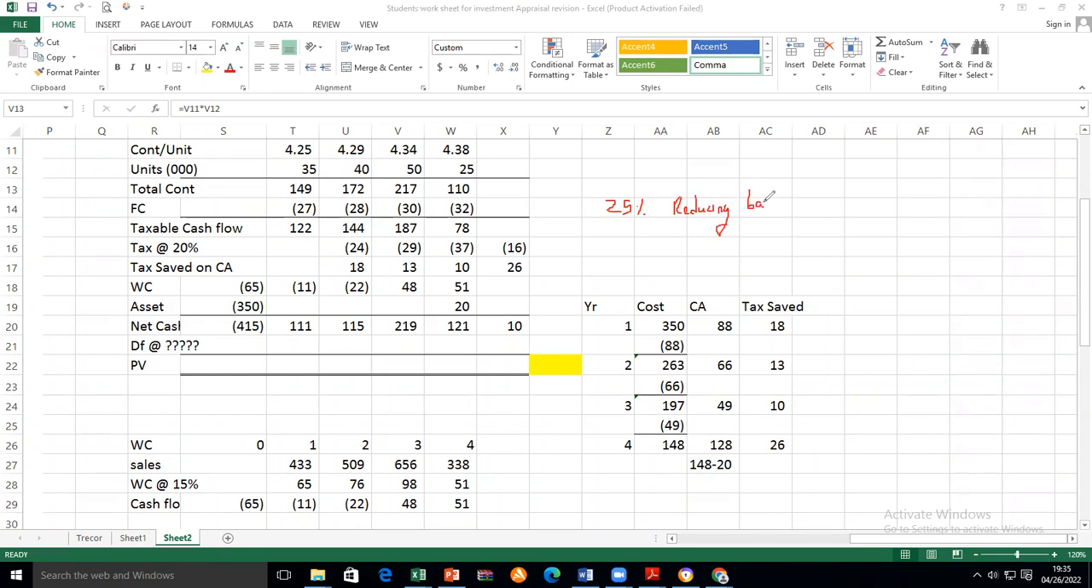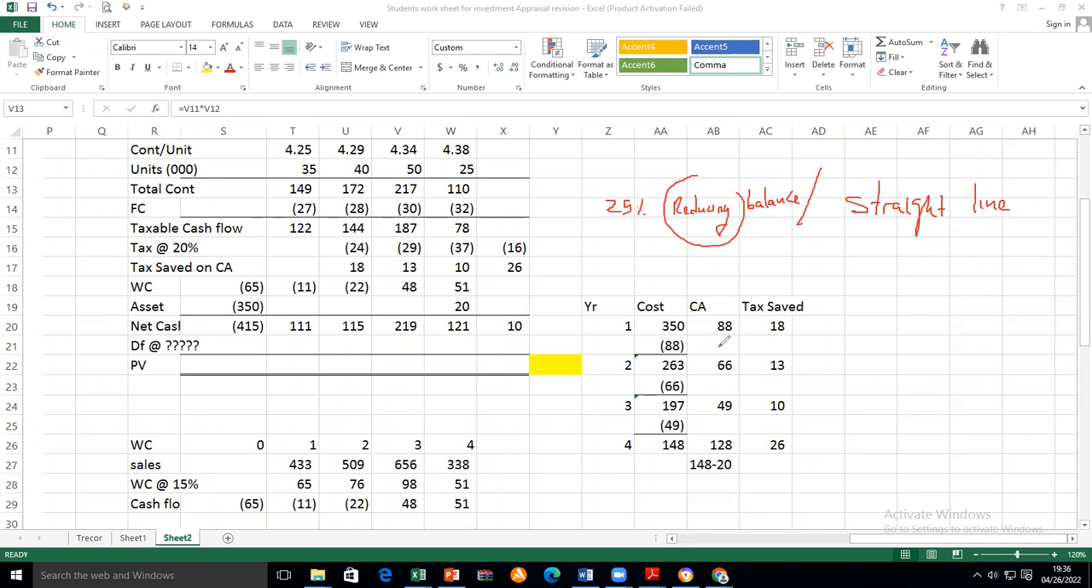So whenever you're going to work on your capital allowance, you need to ask yourself, what is the method? Because some questions will say, take it straight line. It's also possible to do a straight line. So a straight line is possible. But this one says use a reducing balance. The asset cost us 350.